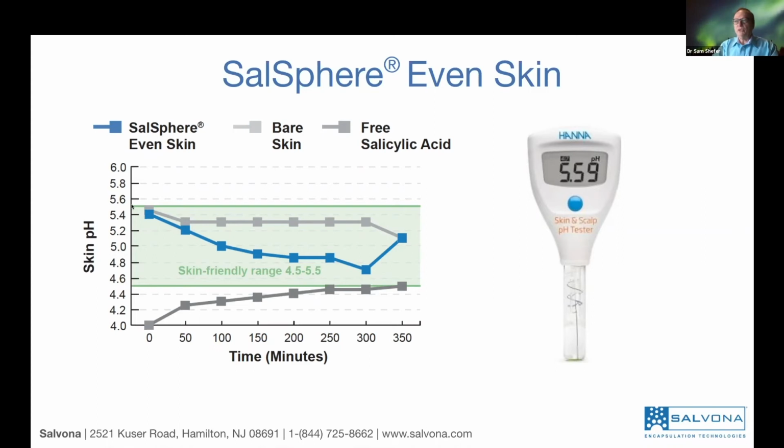Now, when you look at SalSphere Even Skin, the blue line, you see it starts pretty high. The product itself has a pH of about 5.4, and it comes to the skin. When it comes in contact with the skin, you see the salicylic acid released and the pH comes down, but it doesn't come down to only about 5.